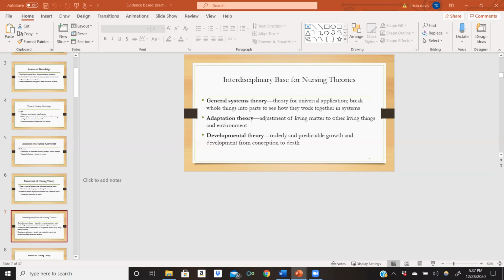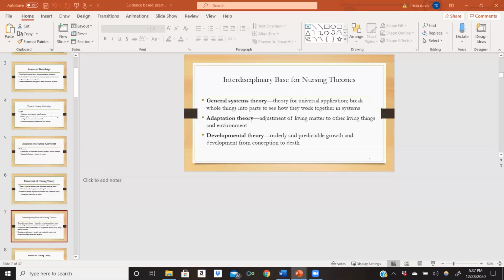This theory defines adaptation as the adjustment of living matter to other living matter and to their environmental conditions. So what happens in their environment that changes them in some way, shape, or form. The adaptation theory is a continuously occurring process, meaning it just keeps going, and it affects change and involves interaction and response from things in your environment.